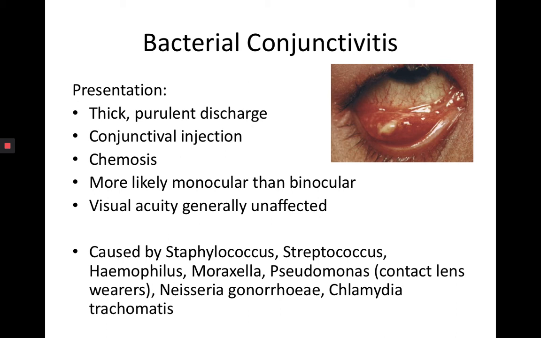And there are a number of different organisms that can cause bacterial conjunctivitis, including staph, strep, Haemophilus, Moraxella, Pseudomonas, specifically in contact lens wearers, and then gonorrhea and chlamydia, which we'll talk about separately.